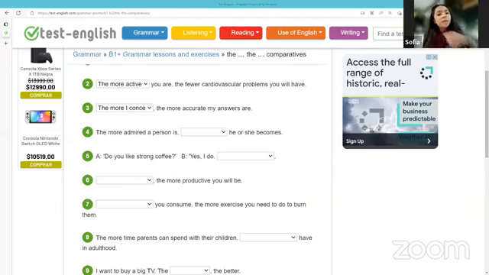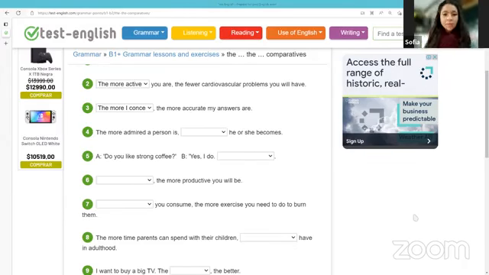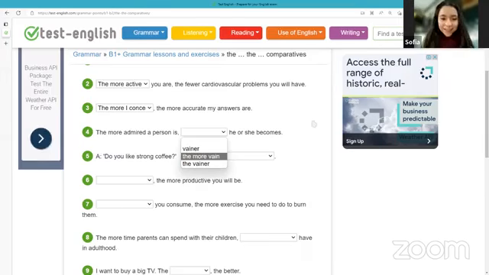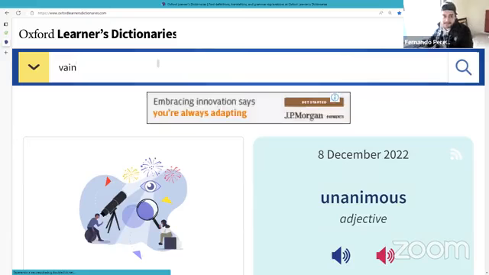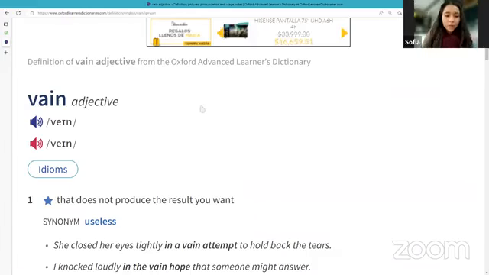So we need a verb. I don't know. You tell me. That's exactly what I want you to tell me. The more admire... No, an adjective. Exactly, an adjective, and the person, and at the end, the word become is a verb. You see? Okay. What is vine? Pronunciation. Vine. Vein. Exactly. That does not produce the result you want.